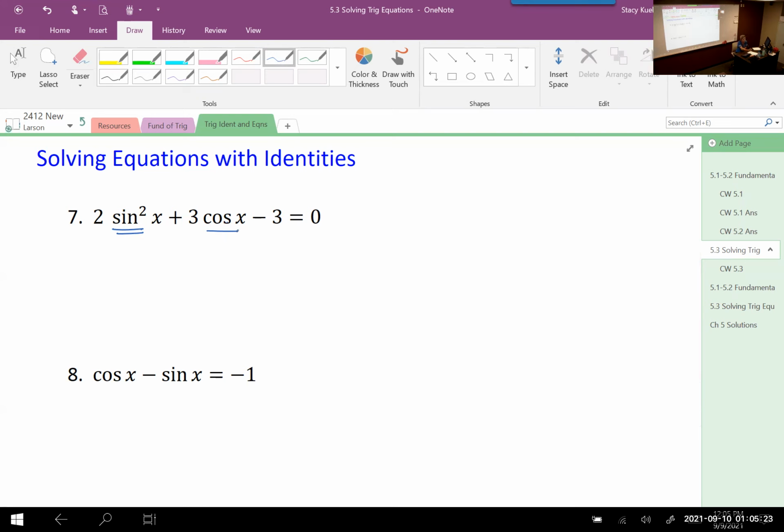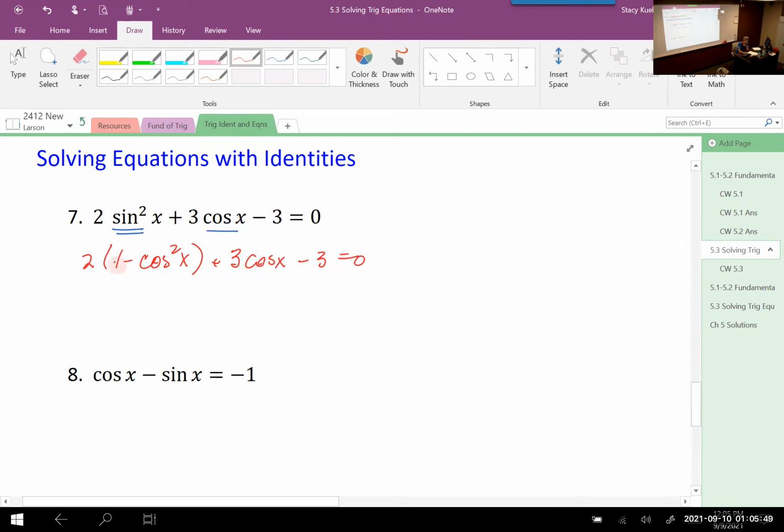Can I replace sine squared with an equivalent cosine something? Yes, using the Pythagorean identity. So this becomes 2 times 1 minus cosine squared x plus everything I still had. Now I'm going to simplify it, but you can see that everything in there is in terms of cosine.